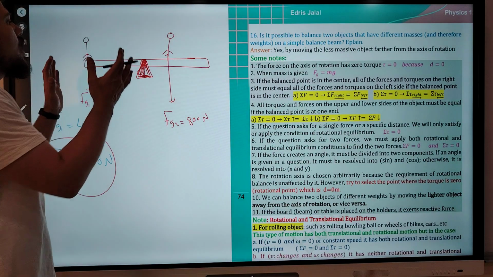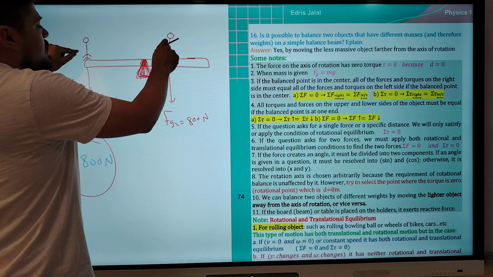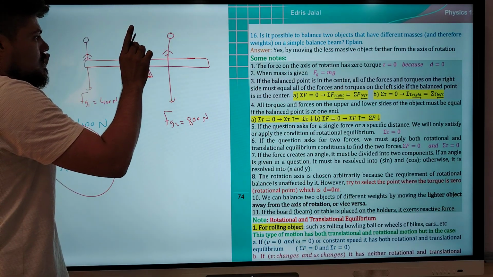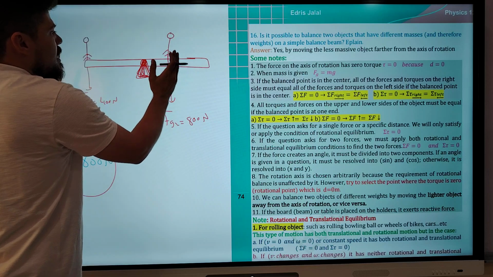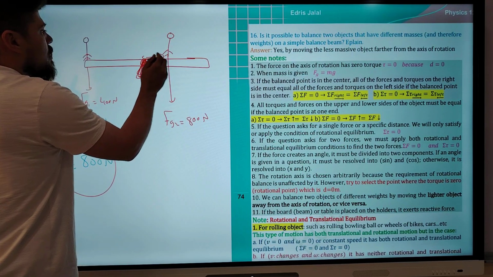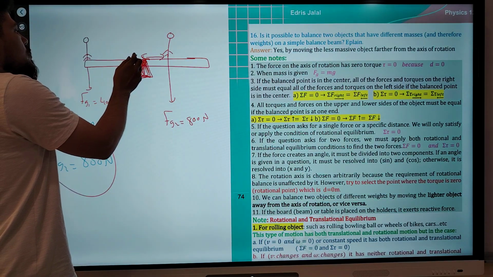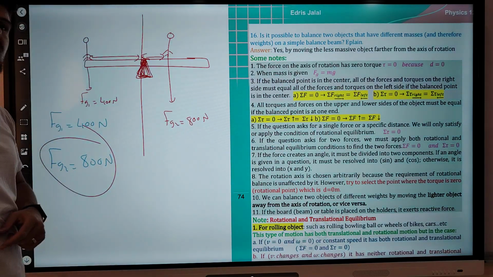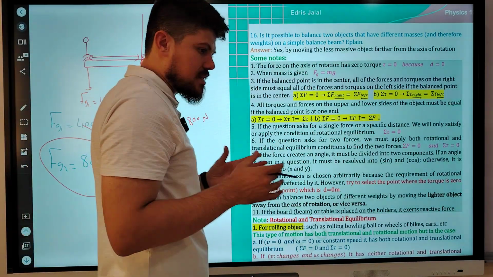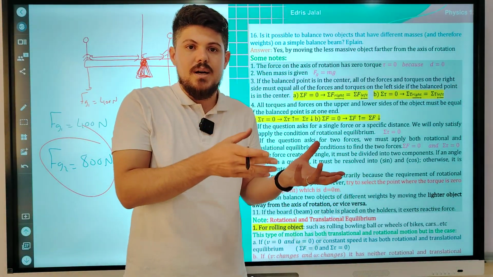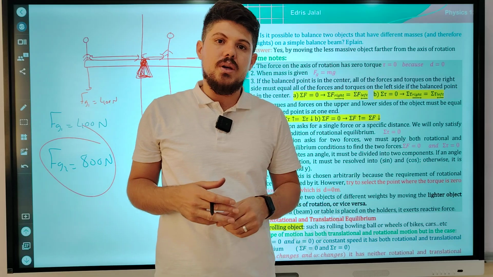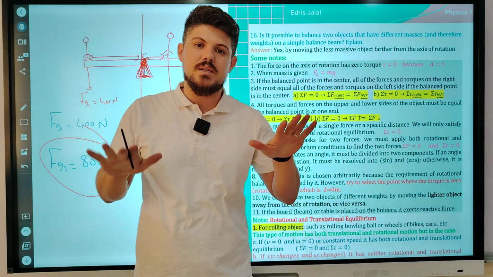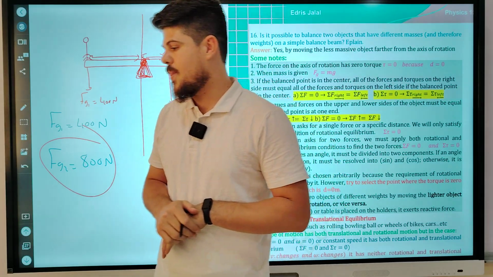Okay, but how can we balance two different masses? How many masses do you have? Two different masses. Can we balance the two different masses on the seesaw? Yes, of course. By moving the heavier mass near the axis of rotation. Near what? The axis of rotation. And also you can say by moving the lighter mass away from the axis of rotation. This is the axis of rotation. How can you balance two different masses on the seesaw? By moving the heavier mass near the axis of rotation, or by moving the lighter mass away from the axis of rotation. In these two ways we can balance the seesaw or any object. Okay?